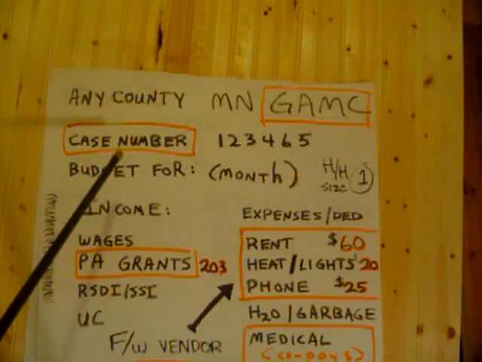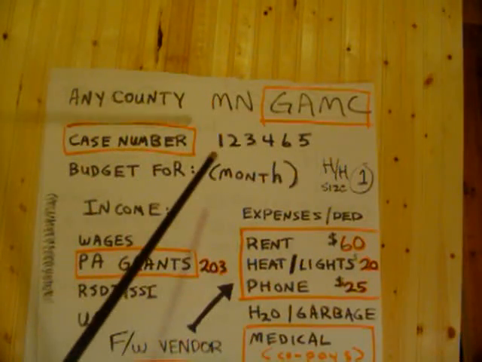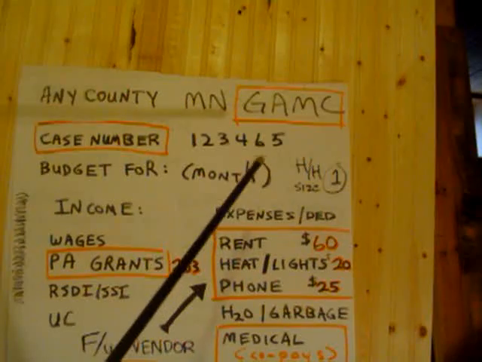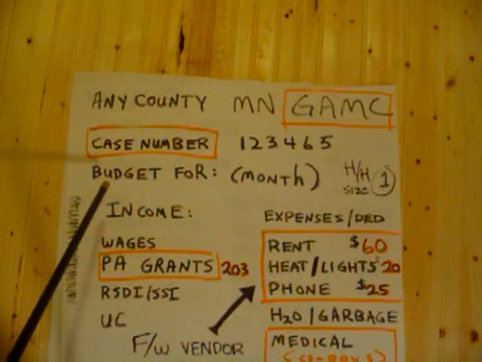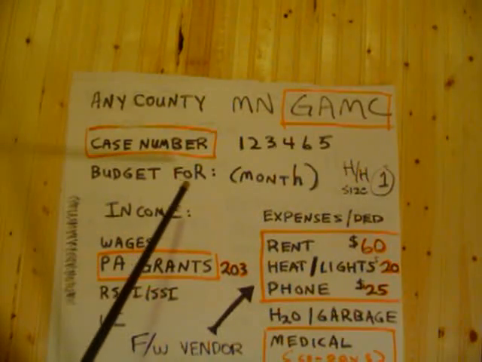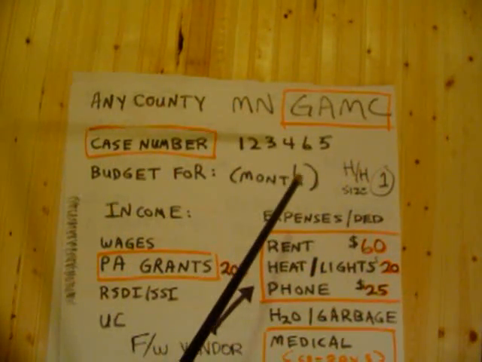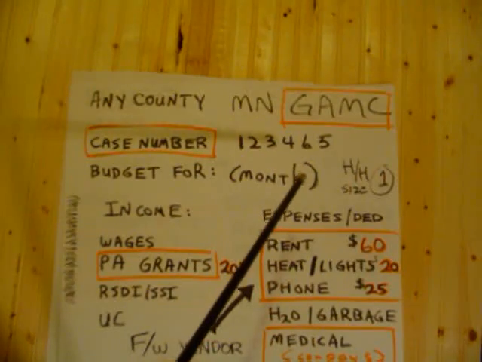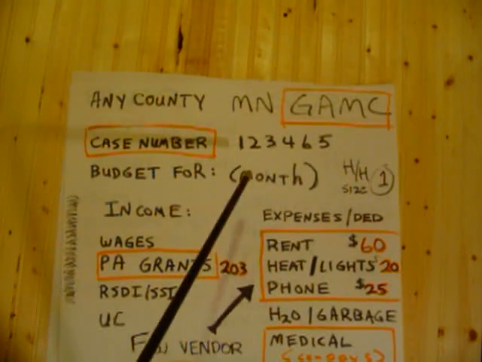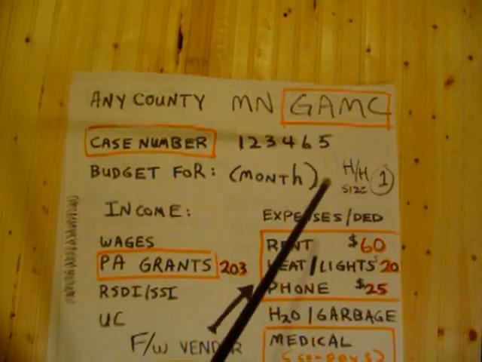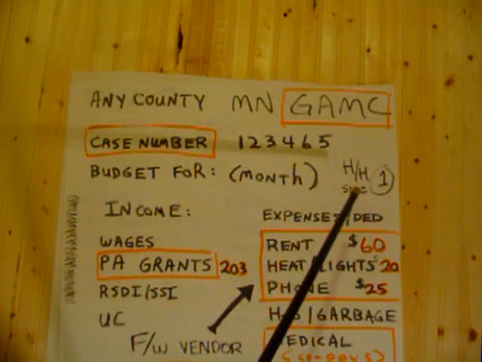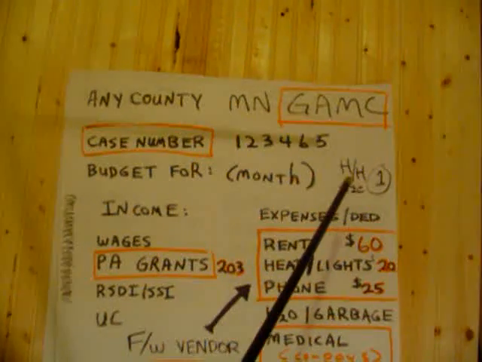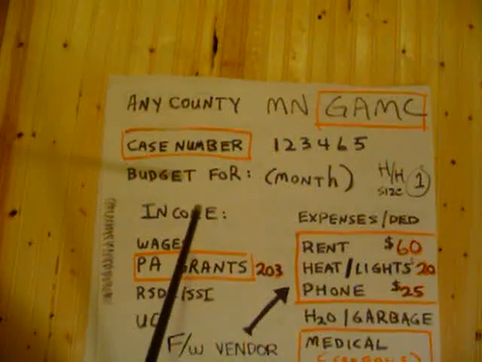People in these programs will have a case number, which is important to remember, a 6-digit number, and you'll see a budget listing for the month. These get sent out every month to the aid recipients and case managers, other social service professionals working with them. This is based on a household size of 1. Now, we have 2 columns.